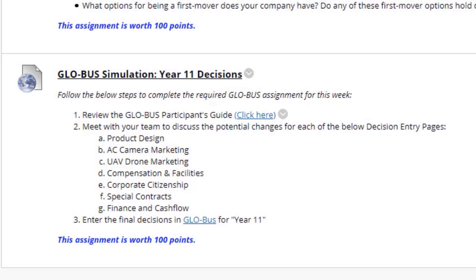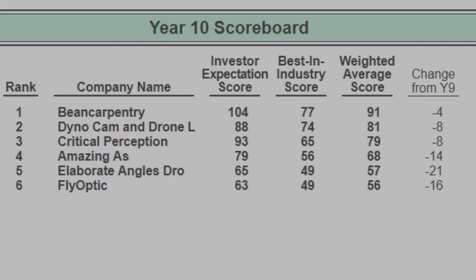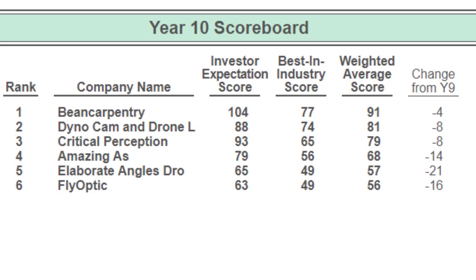And then next we have the Global Simulation Year 11 decisions. Obviously, the majority of the teams are doing a fantastic job with the decisions. Here we have the Year 10 scoreboard. As you can see, Company B, they're number 1 with a weighted average score of 91. They actually dropped 4 points.